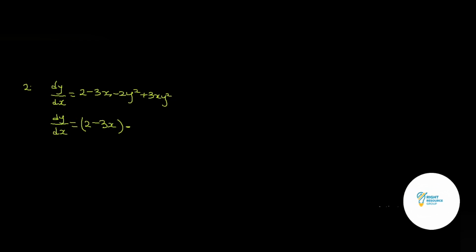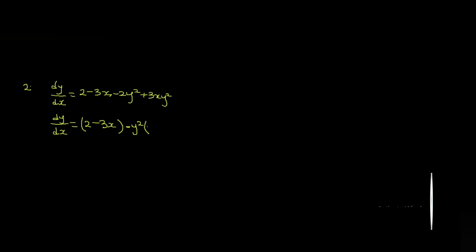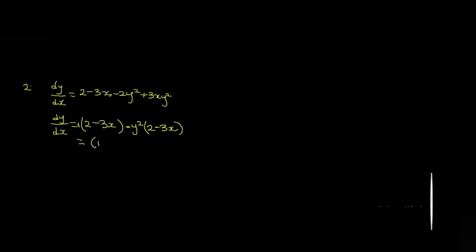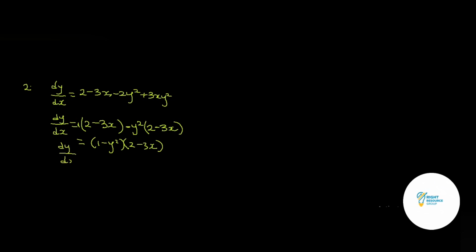So what do we have in common here? I think y squared is very common. It's common here. So we have y squared into, we'll be left with 2 minus 3x. Just the way we do our normal factorization. Here there should be a 1. When we continue, we'll have 1 minus y squared into 2 minus 3x. Here we have our dy/dx. Okay, now we have split it into just 2 functions as it ought to be.